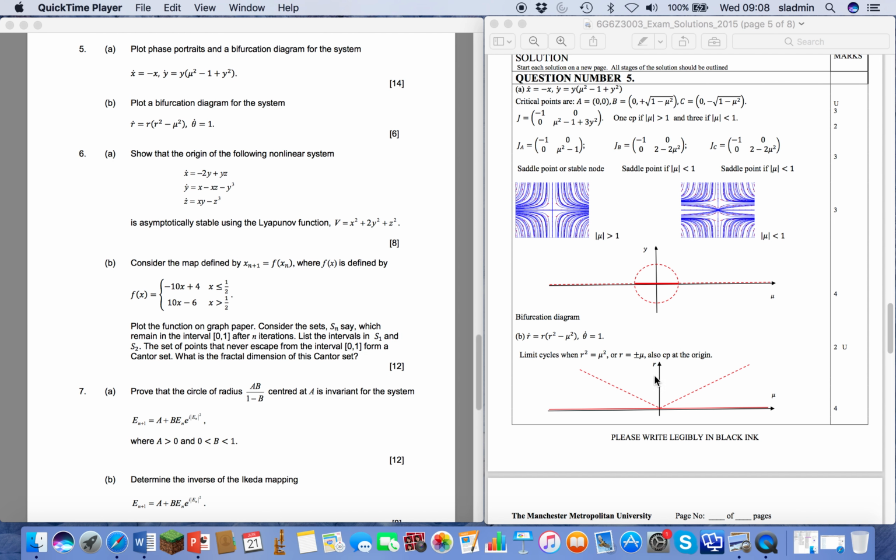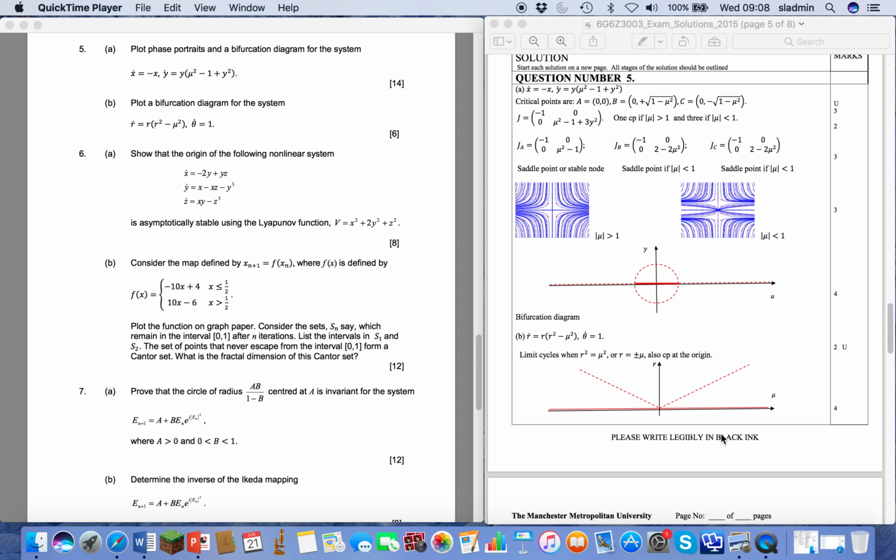Now for these cases, remember that r is always strictly positive. Okay, r cannot be negative. R is the radius of the limit cycle. So it's not difficult to show that the critical point at the origin is always stable. So that's a solid line there. And if you plot little phase portraits, you can easily show that both of these limit cycles will be unstable.